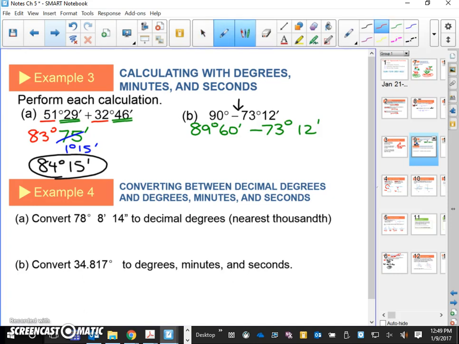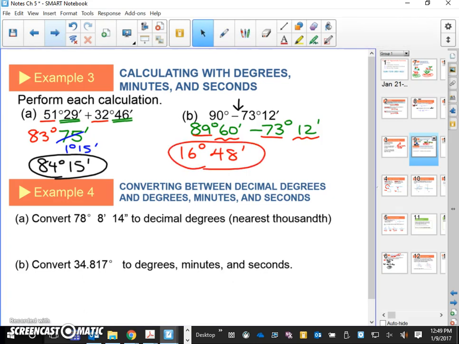89 minus 73, we'll have 16 degrees. 89 minus 73 is 16, and then we'll do 60 minutes minus 12 minutes is 48 minutes, and that's it. And again, what that means, 16 degrees, 48 minutes, is just 16 point something. That's it.